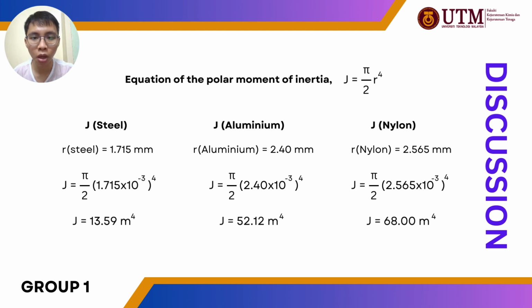In this experiment, one of our objectives is to find the modulus of rigidity. Before that, we need to find the polar moment of inertia by applying the formula J equals pi over 2 times R to the power of 4. The polar moment of inertia is shown below. You may pause the video to go through the calculation.